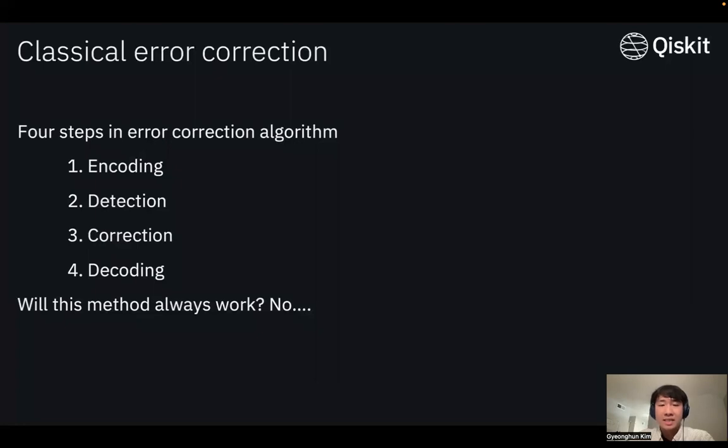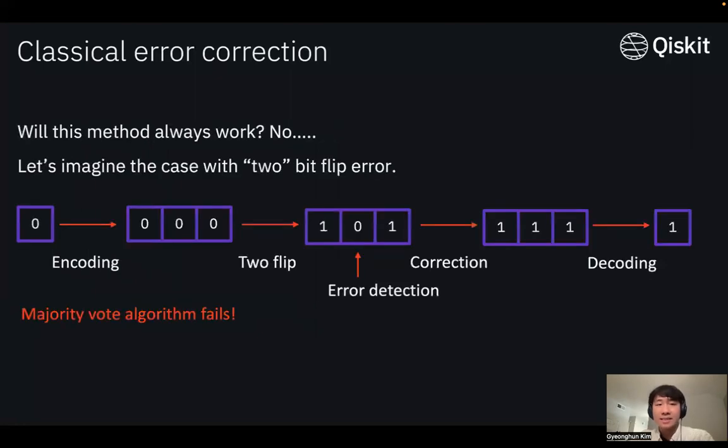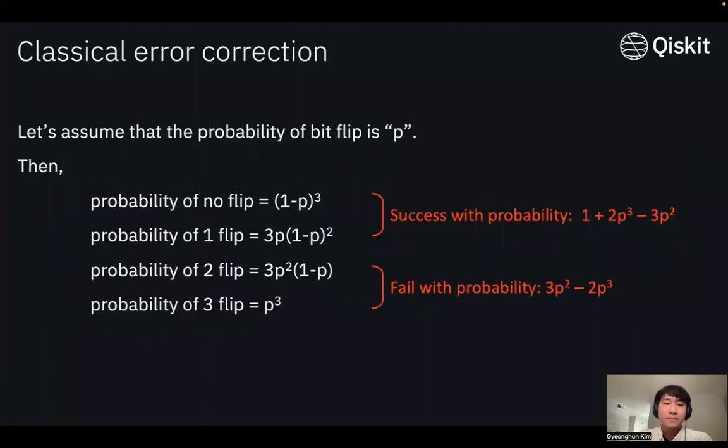The answer is sadly no. Let's see this example. Let's imagine the case with a 2-bit flip error. We can encode the single 0 into 000. And if we have 2 flips, then we have 101. In the majority vote, we decide the error is 0, so we correct the 0 into 1. And after decoding, we get the bit 1. So this does not work.